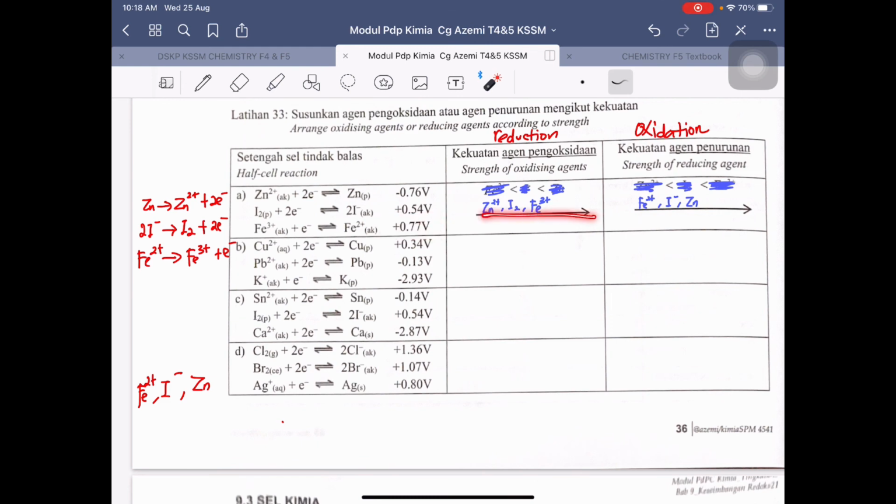That is why Fe3+ di sini yang ketiga, not the first one. Sebab dia yang paling positif. Untuk reduction, we find the paling positive number. So, Fe3+, we take the left hand side because this equation is correct already, the half equation. Okay, kalau yang terbalik begini itu untuk oxidation. So, the second one siapa? Of course lah, ini iodine molecule. Okay, iodine. So, kita letak kedua. And the weakest siapa? Weakest oxidizing agent adalah zinc ion. That's the weakest. Kenapa? Sebab dia paling negatif.